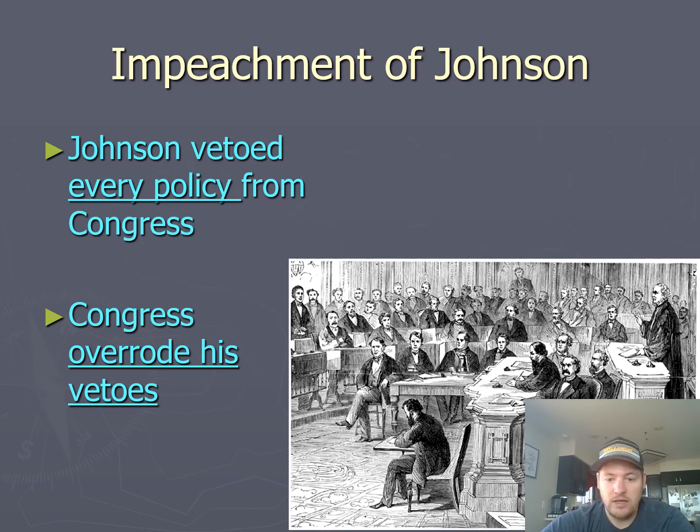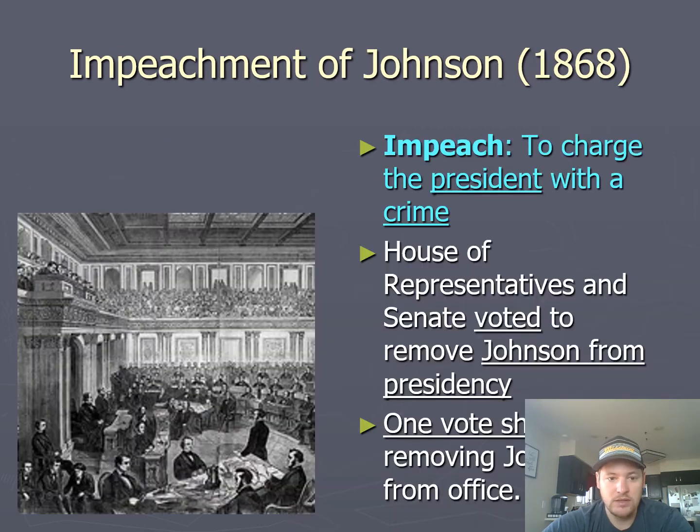President Johnson, the guy who was Lincoln's vice president, is going to start to veto every policy, and then Congress quickly overrides his vetoes. Remember, he's trying to be with Lincoln, but Congress at this time wants to be radical Republicans. They want to punish the South. Johnson doesn't want to do that. He wants to do what Lincoln was doing and kind of help out the South. But Congress can override his veto because they can get enough votes, and eventually they're going to charge him with a crime, which is impeachment.